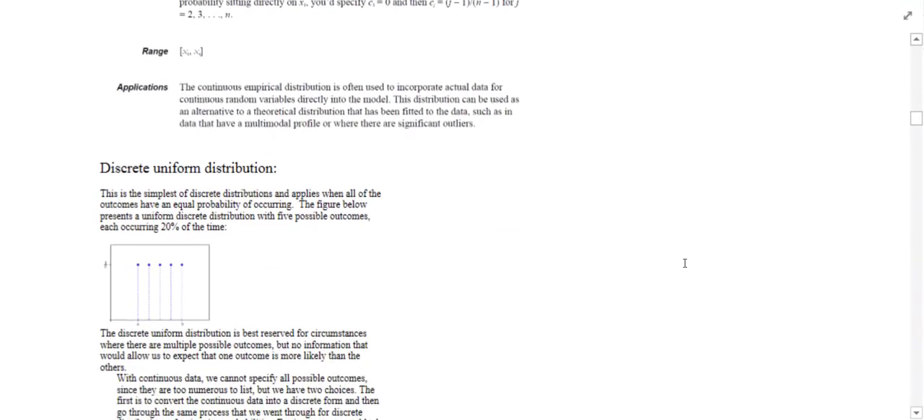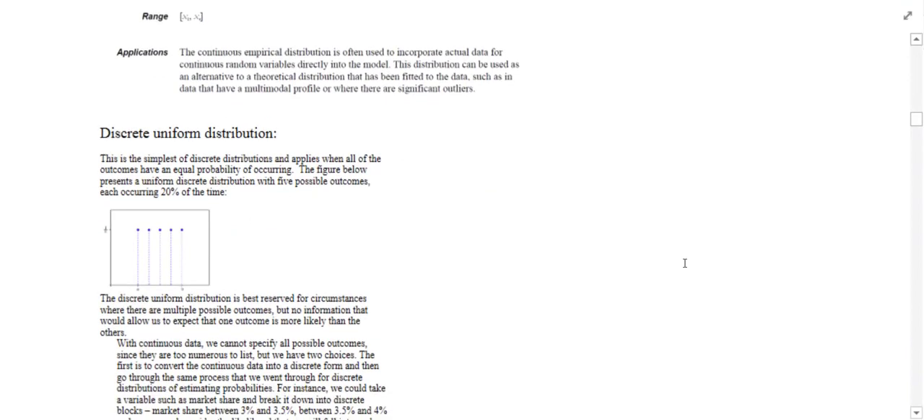So, okay, discrete uniform distribution, pretty much the simplest of the discrete distributions, and applies when all the outcomes have an equal probability of occurring. So a nice sort of squared off distribution curve. The figure below represents a uniform discrete distribution: 5 possible outcomes, each occurring 20% of the time. And you can see those here, these 5 data points.